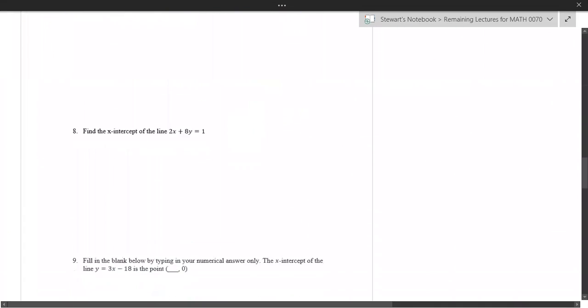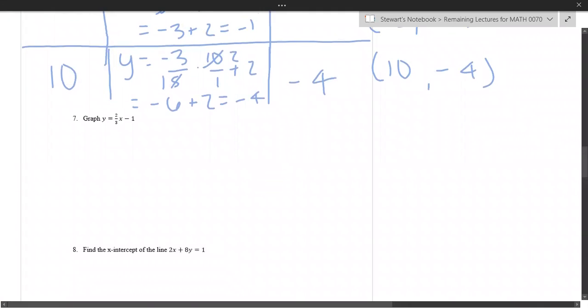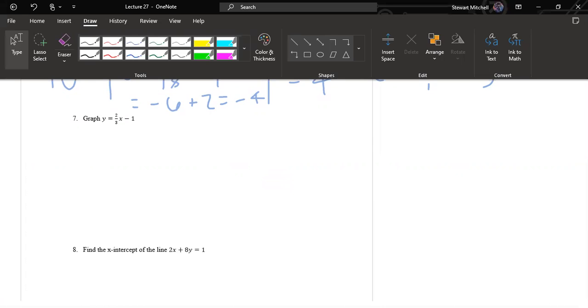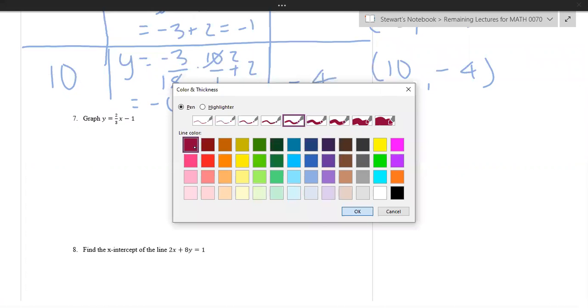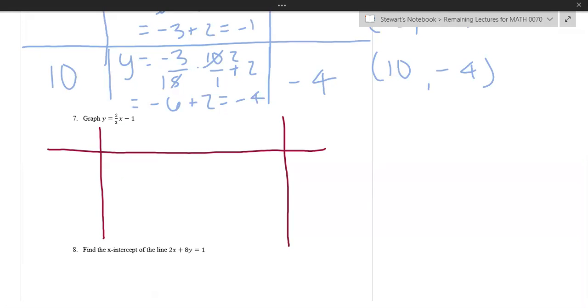Okay. And now we have to graph y equals 2/3 x minus 1. So in similar spirit to the last one, we're going to make a table. We have x and y, and we have our equation. I'm going to start with 0 just to make things easy on ourselves. So we have y equals 0 minus 1, so that would be negative 1.